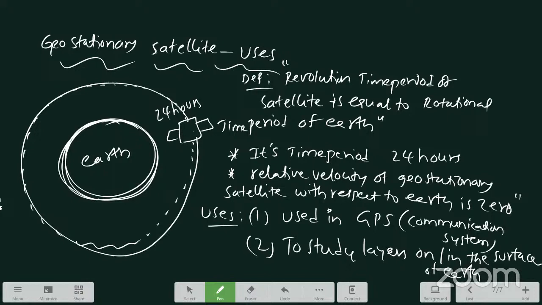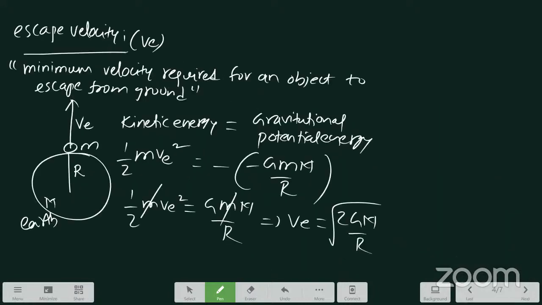Number of uses, student, you write any two. First of all, the definition: revolution time period equals the rotational time period of Earth. Then its time period is 24 hours. Relative velocity with respect to Earth is 0. Used in internet, GPS system. We want to study layers on and inside the surface of the Earth. Okay, this is the geostationary satellite. This is question number 3. Today I have finished 3 SAQs up to now.